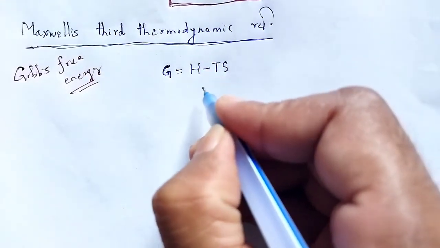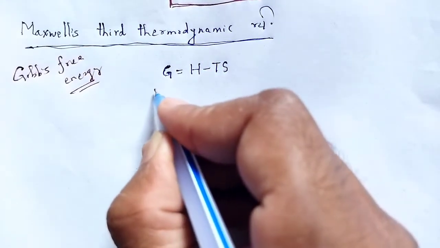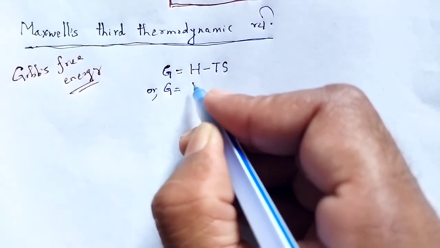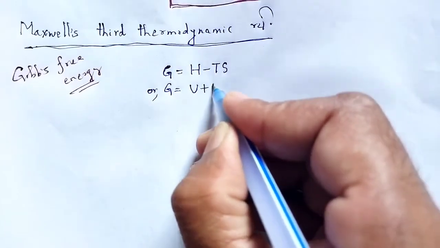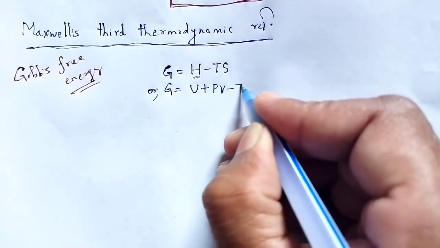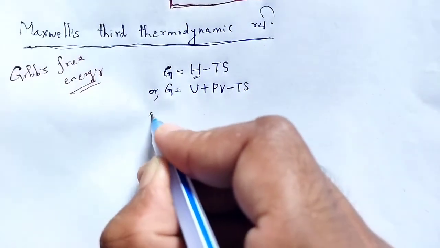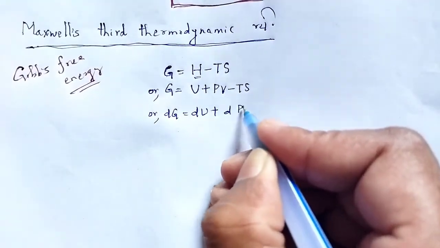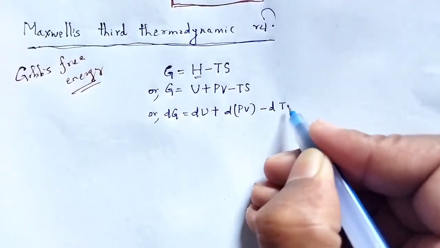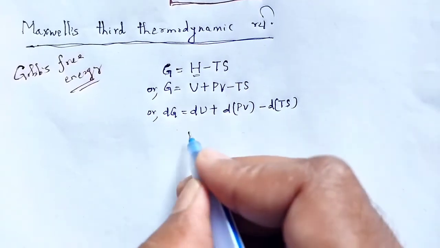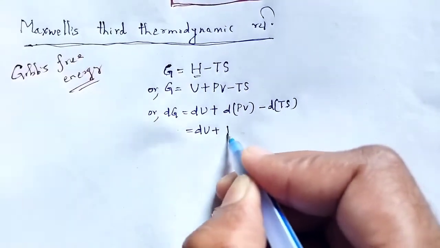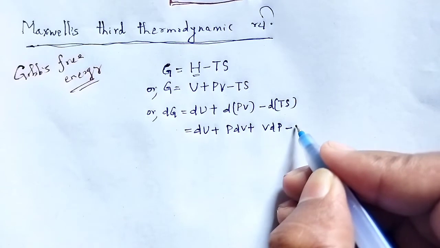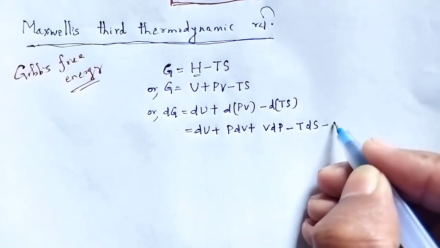H is the enthalpy, and H is known as U plus PV, internal energy plus pressure times volume, so G is H minus TS. Since these terms are exact differentiable, dG is equal to dU plus d(PV) minus d(TS). Again, we differentiate these two terms. So that is dU plus P dV plus V dP, minus T dS minus S dT.